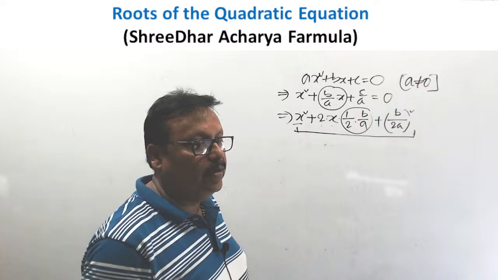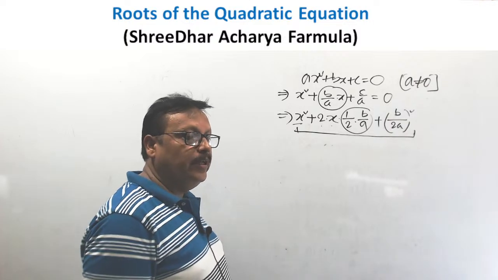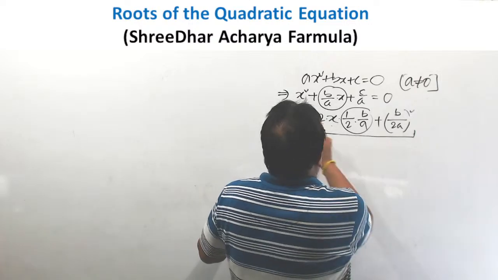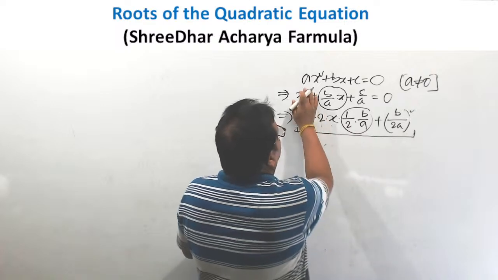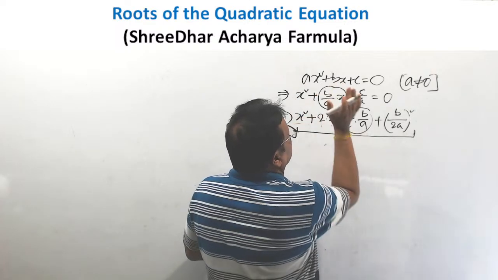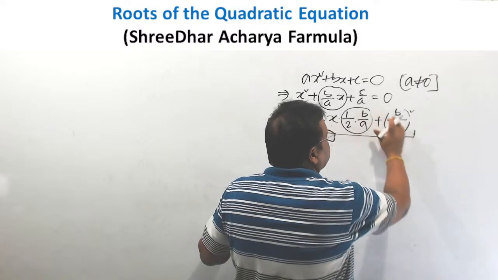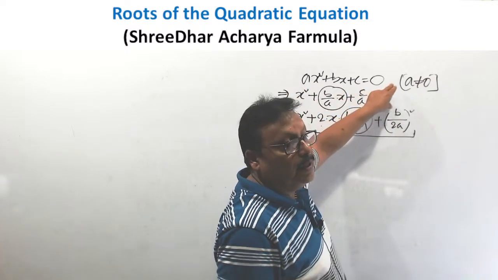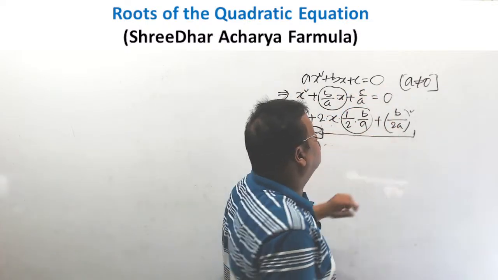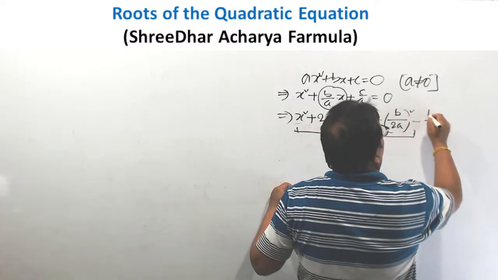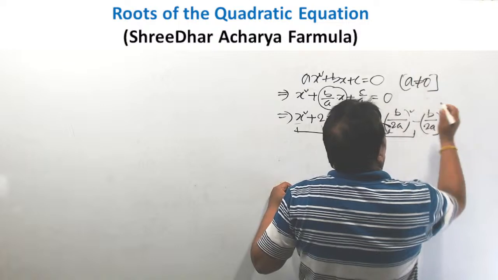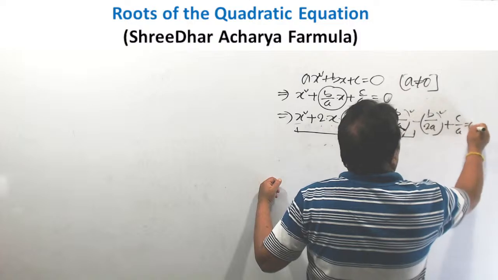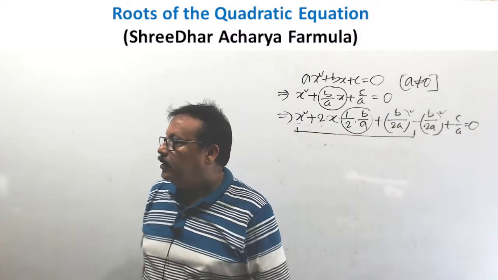Okay, the chapter is quadratic equation. Remain with me. See, a square plus twice ab, that means this term, plus b square. But look carefully at this term, (b by 2) whole square, there is no such term in the above step. So what to do? You have to subtract (b by 2) whole square. Understood? Now it is clear. Plus c by a equals to 0.